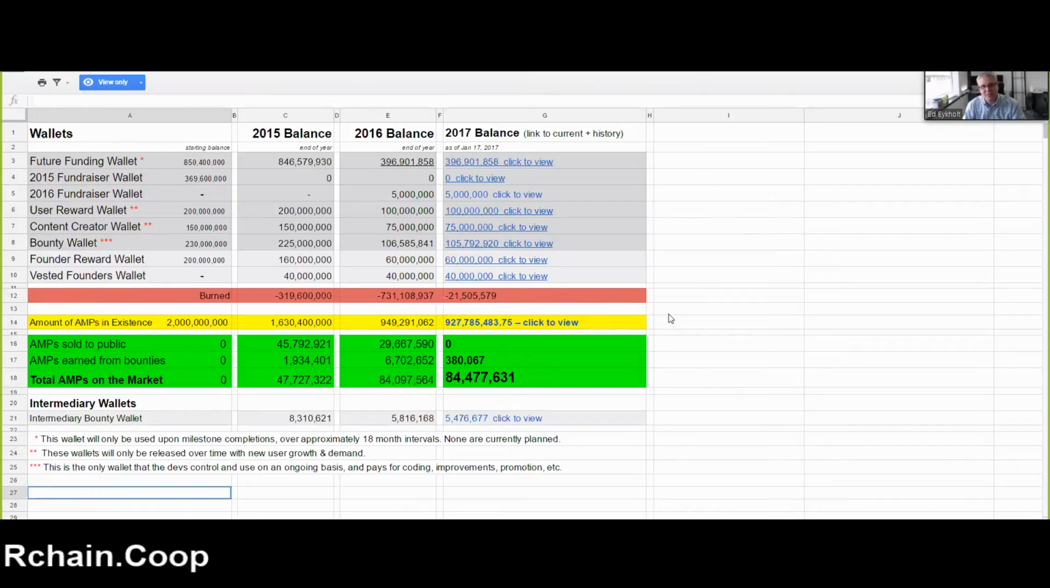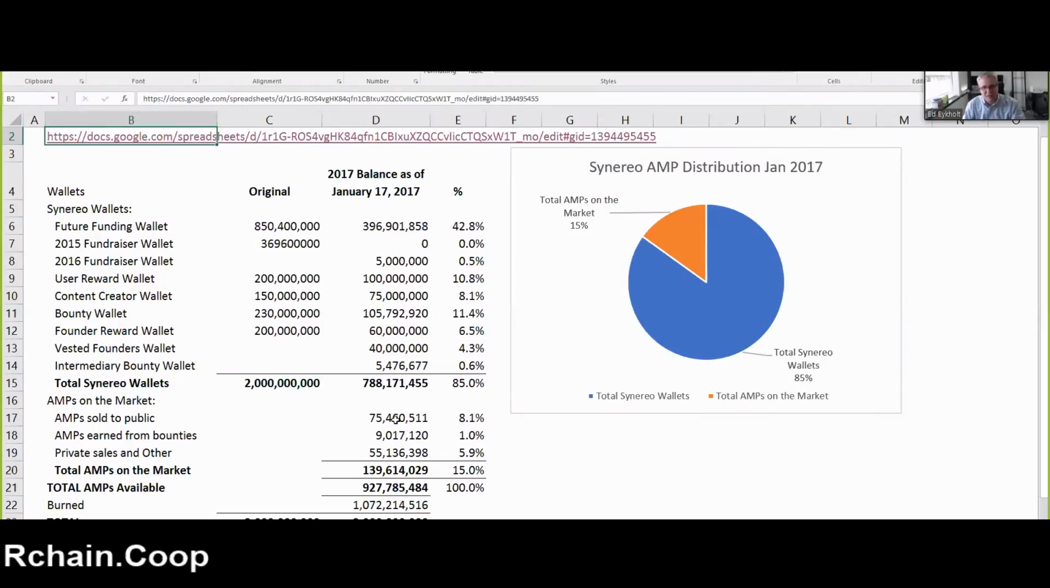So I took these numbers and put them in a slightly different form. You'll see 84 million some total AMPs on the market. I actually had another number which is from the private sales. The original wallets are listed in column C. There were 2 billion AMPs created, and then subsequently burned were 1,072,000,000. So the total supply of AMPs is 972 and some million. The number that was in circulation on the other sheet was 84 million some.